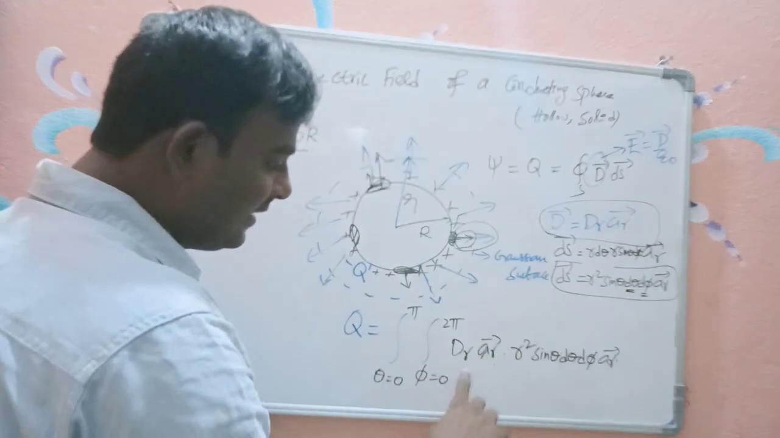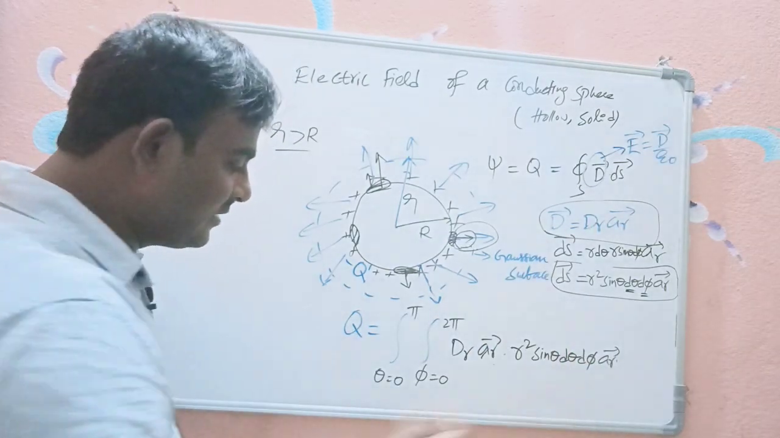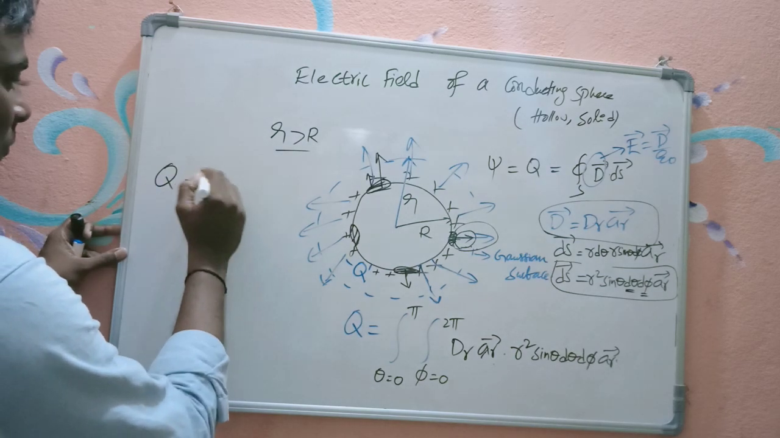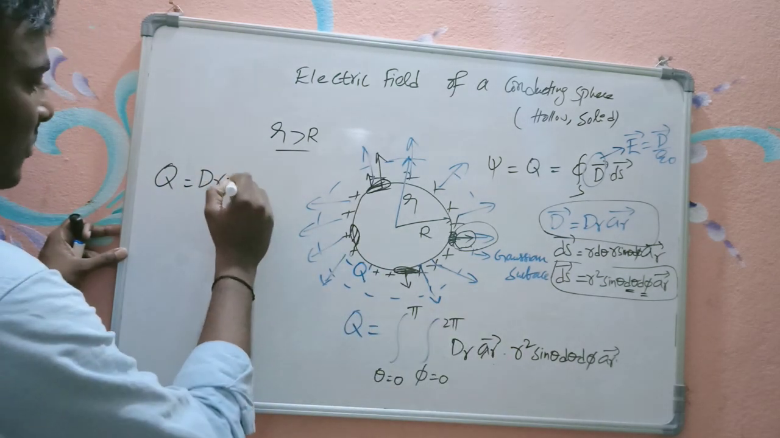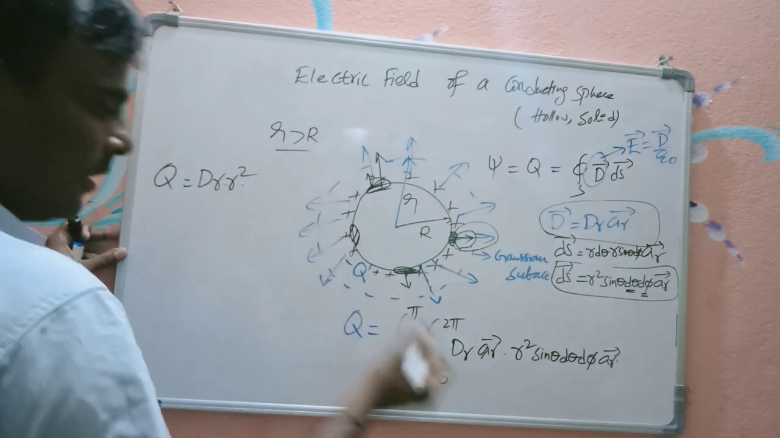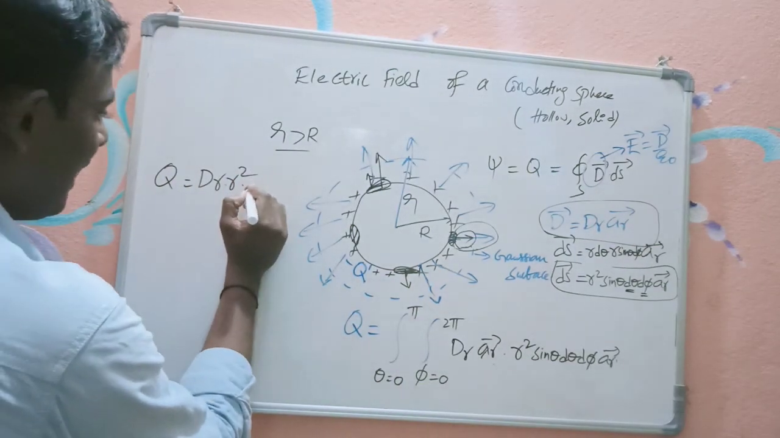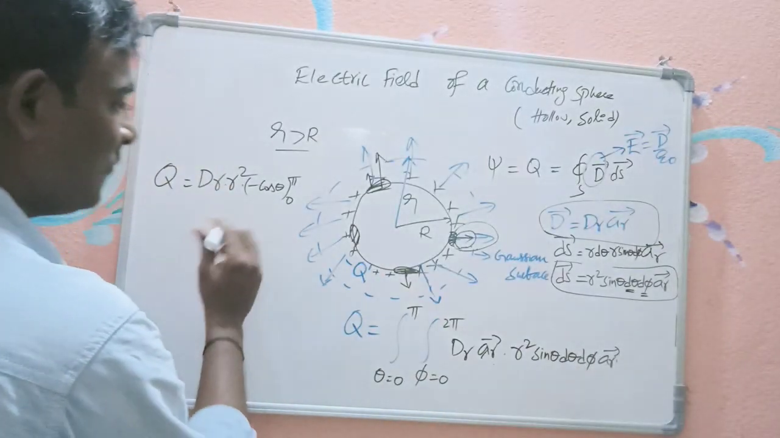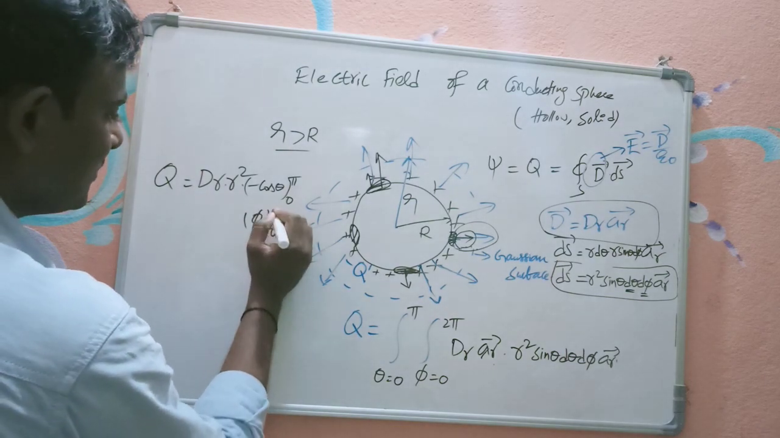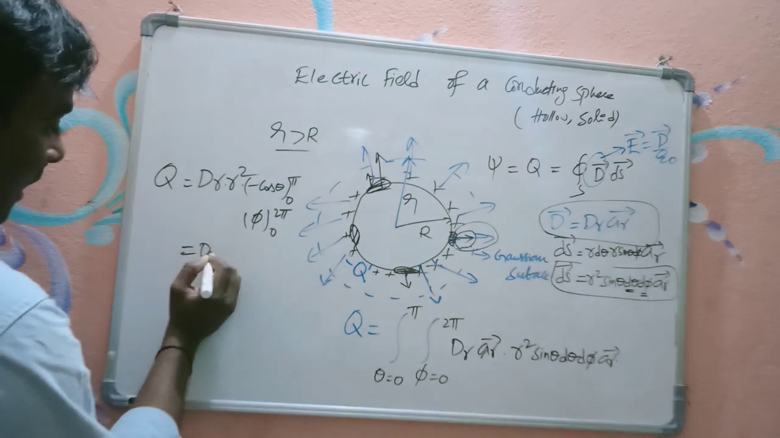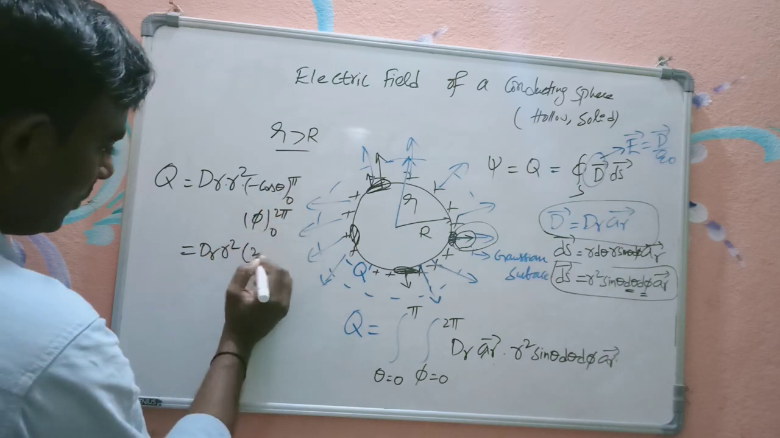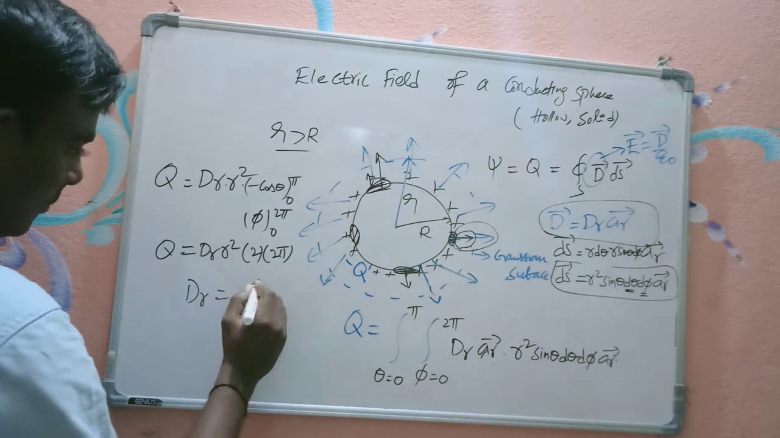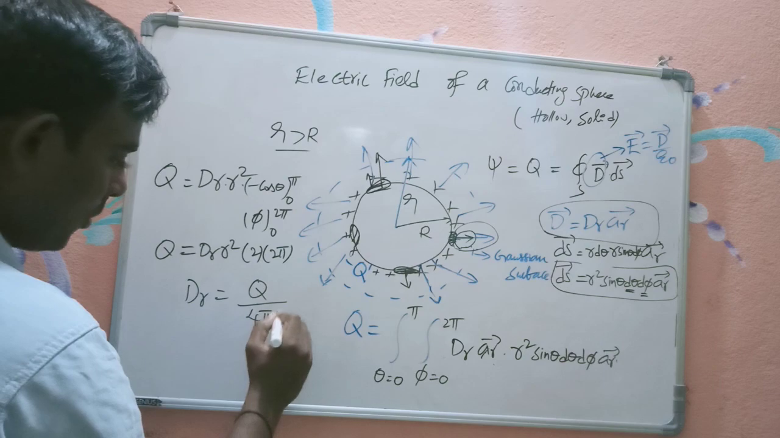And for this integration, Dr is constant and r square is also constant. You can take it out. So from this, I can write Q is equal to Dr into r square, and you can take it out from the integration. Now integration of sin theta is minus cos theta within the limits of 0 to pi, and integration of d phi is phi within the limits of 0 to 2 pi. So you'll get Dr into r square, and this comes out to be 2, and this is 2 pi, so Q. So Dr is equal to Q by 4 pi r square.